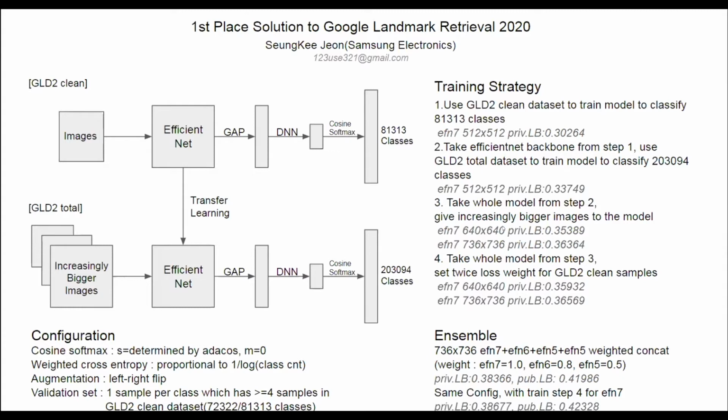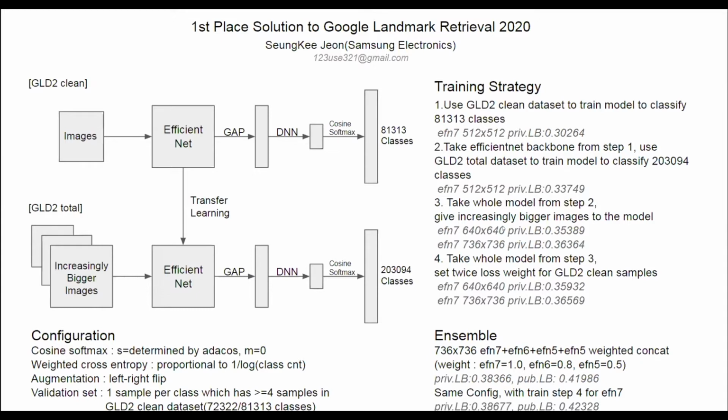Fourth, the whole model from step 3 was taken and loss weights for GLD2 clean samples were set to twice. It was derived from the experience on step 2 that training too long with the GLD2 total dataset could worsen the model performance. By changing the loss weight, I wanted the model to focus more on classifying GLD2 clean samples. The results showed that this step was effective.